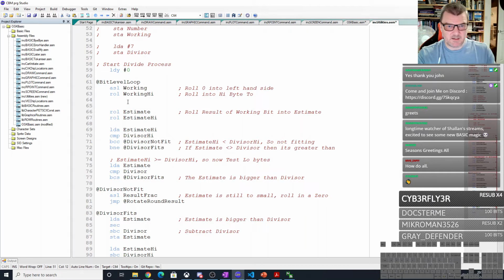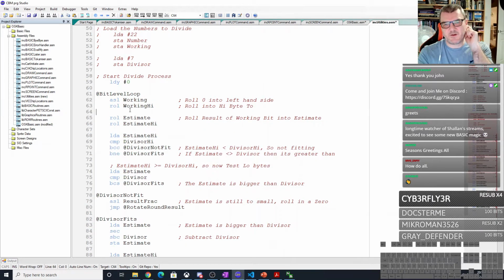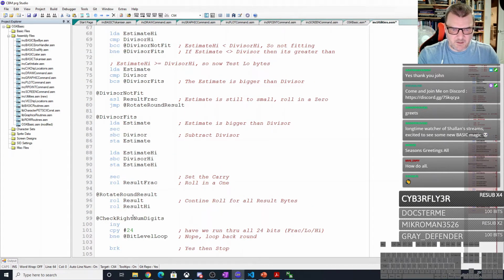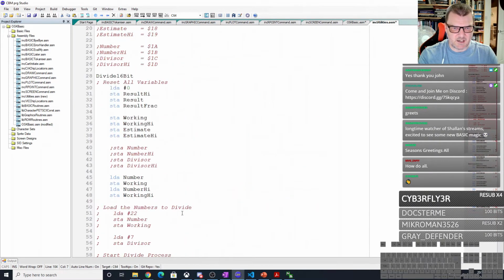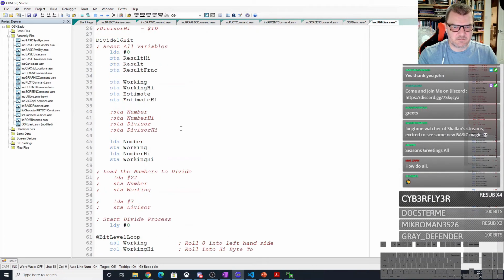So basically you divide the working one by 2. If what pops out is a carry, then you add it to the result. You multiply it into the result and then subtract the divide. Well, it's all here. It all works. So instead of that, we do it. So the result will be in result, fraction, result, and result high.